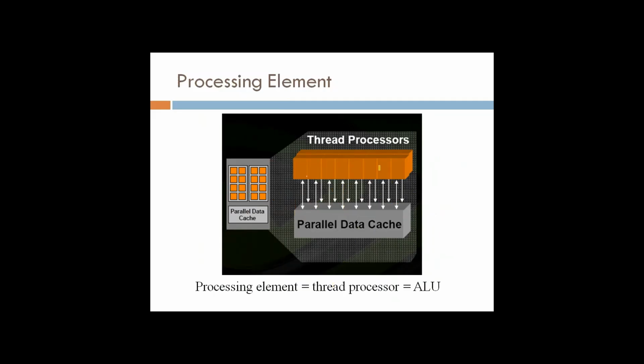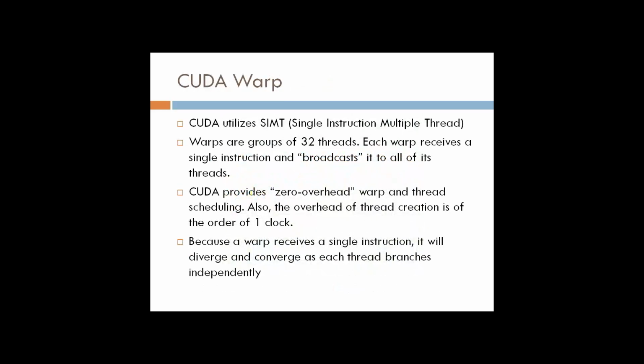So there are different thread processors which can access the parallel data cache. I'm skipping these two slides, just a basic intro. Now coming to another concept, that is the CUDA warp. Basically, warp is another important concept in thread programming or thread management. CUDA warp means a group of threads, and a warp contains 32 threads.